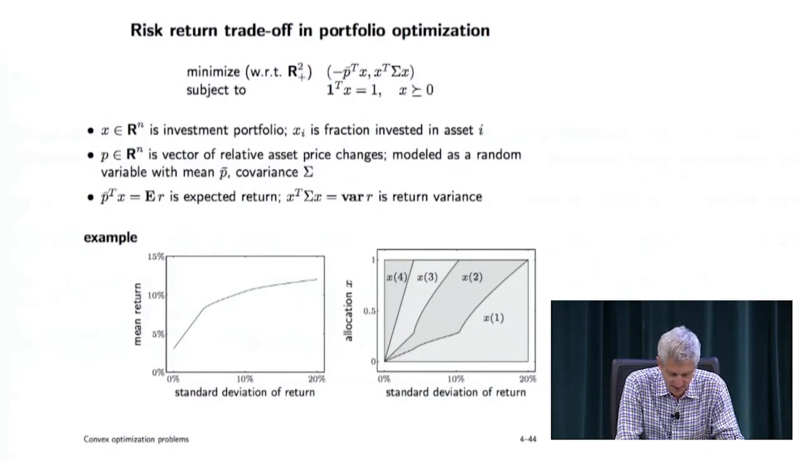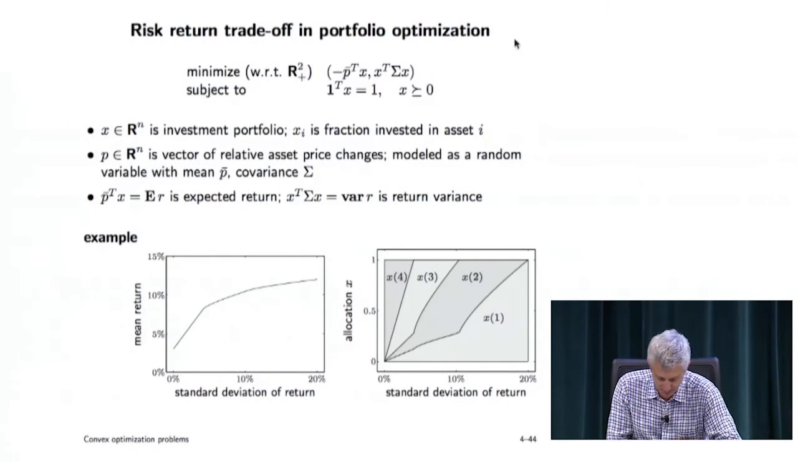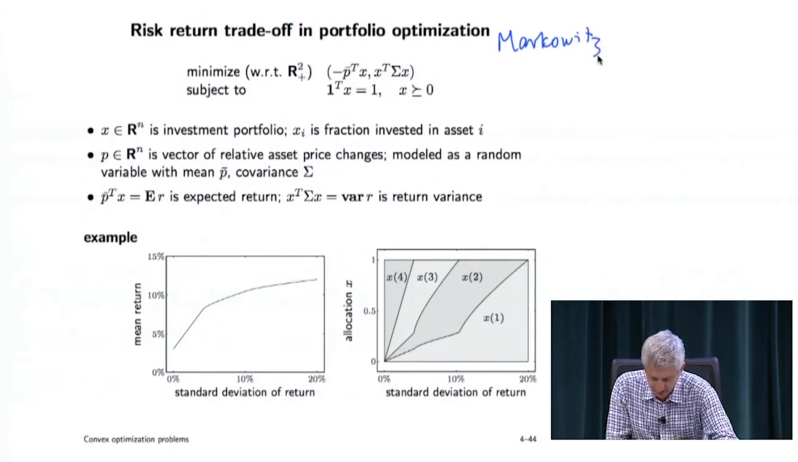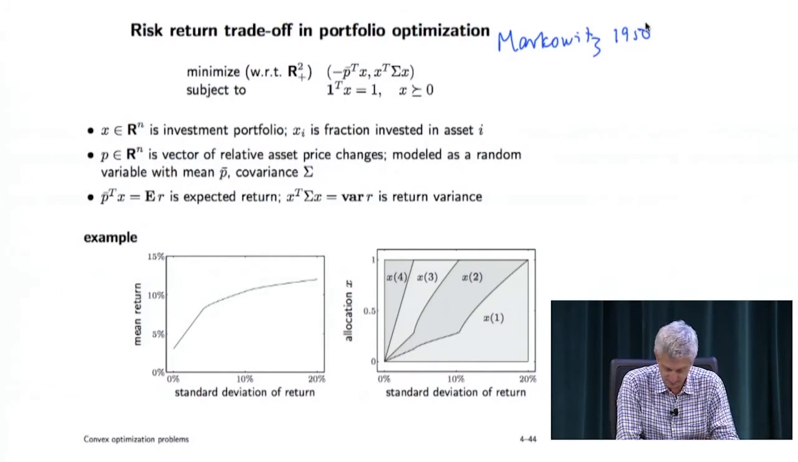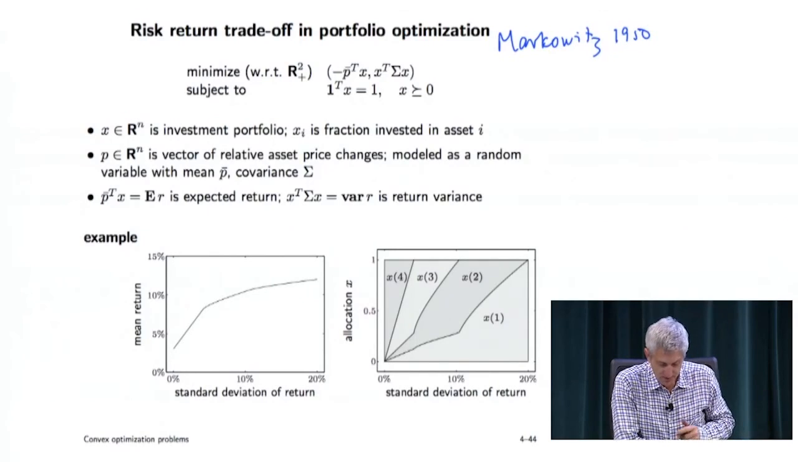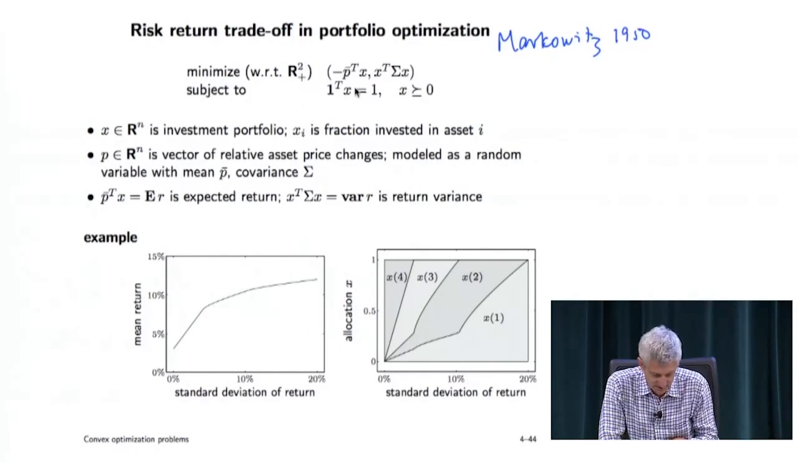A very famous case of this is in finance, so risk-return trade-off and portfolio optimization. This is due to Markowitz, and this is the very early 50s, 52, 53, something like that, okay? And the idea here is we want to minimize two things. This is negative profit, or negative mean return, and that is return variance.